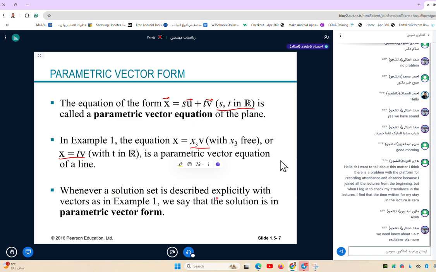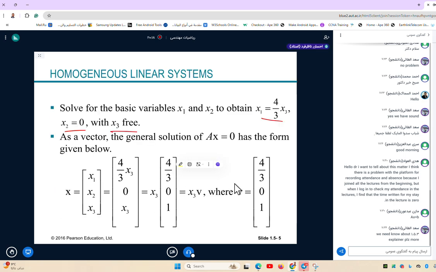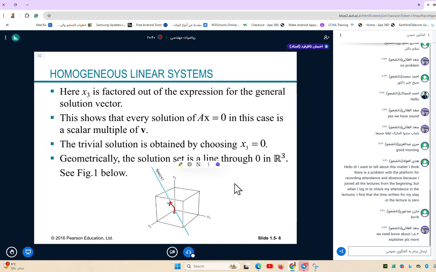So whenever a solution set is described explicitly with vectors, as in example 1, we say that the solution is in a parametric vector form. Just go back to the example. I mean this one. For instance, when we write it down like this, x is x3 times v. So this is called the parametric vector equation, or parametric solution for that.